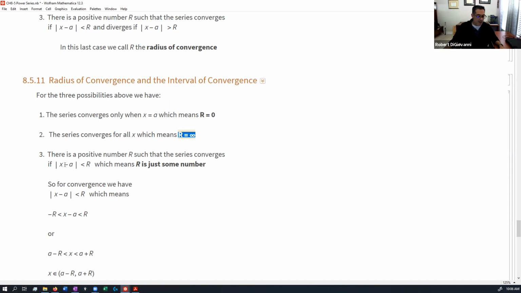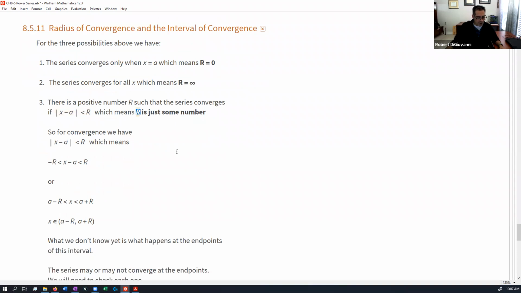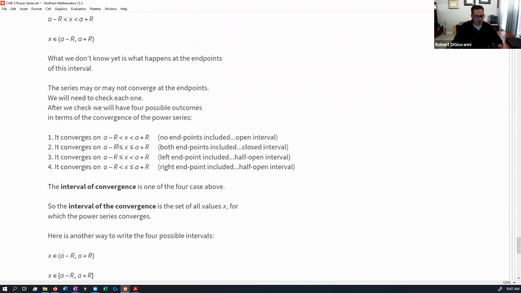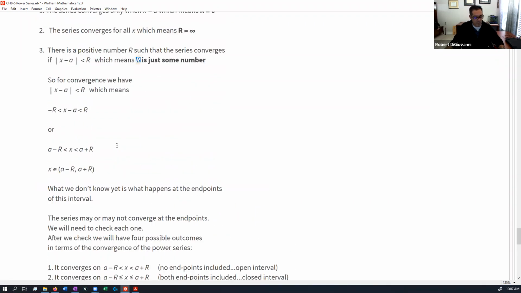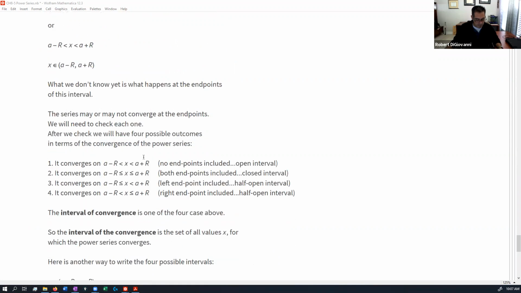And if it's an interval, then we actually have to find out what it is. It's some number, we'll have to figure it out. In the problem I just showed you, it was 1. But for each problem, it might be different. And the last part of this says that when you have this third case where you actually have an interval, you can have 4 different types of intervals.